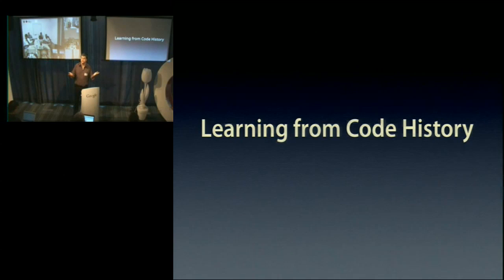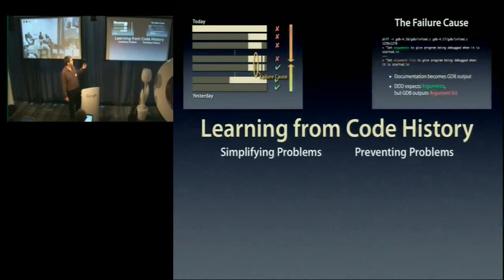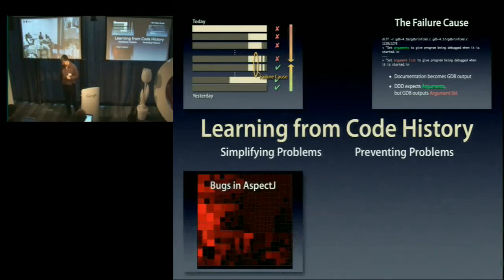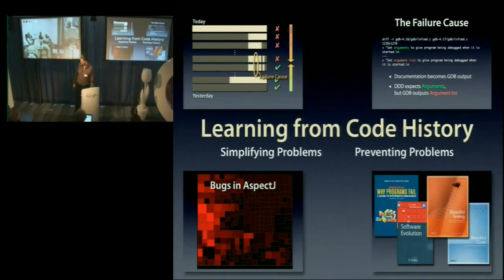Okay, with that, learning from code history, I've shown you 2 topics on how you can leverage code history. First is simplifying problems, techniques like delta debugging, which dive into the history of your code in order to figure out what the problem cause is. And preventing problems, that is trying to figure out in the code history what went wrong, where did it go wrong, and therefore focusing on specific parts of your code. Here again, delta debugging, giving you the failure cause, and finally mapping these bugs to individual parts of your program. And here again, references for further books. That's for today. Thank you very much for your attention. And I'm happy to take questions. So please.